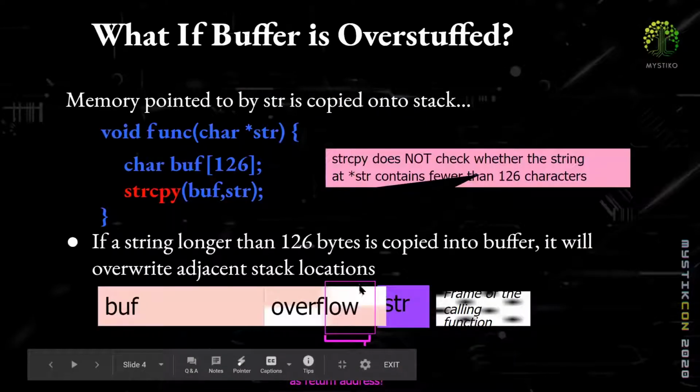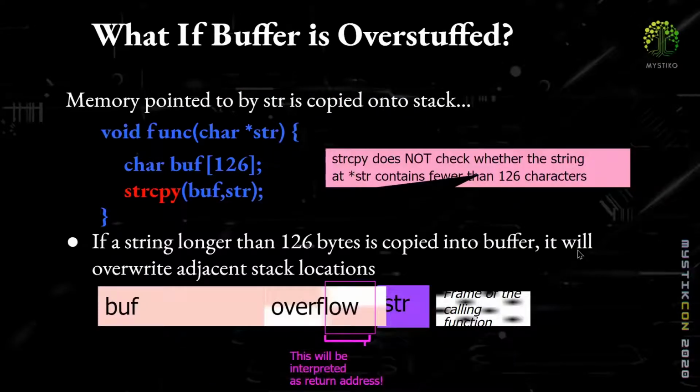Now, since we are supplying a string that is more than 126 bytes, it is overflowing the SFP and the return address. You see this part is overflown, and the part that is overflown will now be interpreted as the return address. So by carefully sizing our payload, we can enter any arbitrary memory and then cause the return address pointer to jump there.